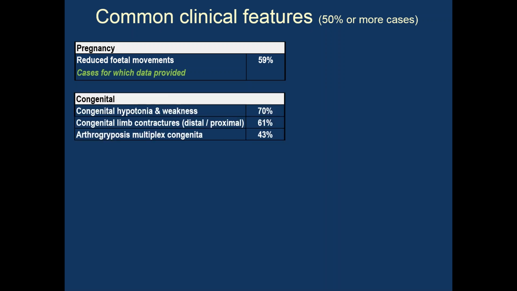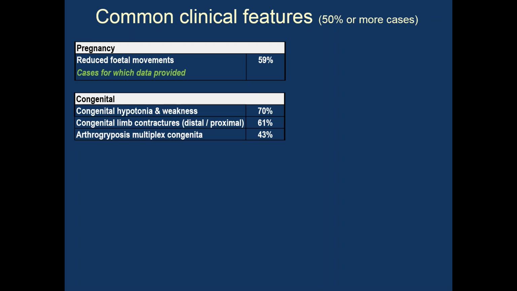So reduced fetal movements were incredibly common. Almost 60% of cases had that as a feature, and possibly that's an even more common feature. A lot of these pregnancies were first-time pregnancies for the mum, and so detecting reduced fetal movements in that instance is really hard for the mum to know whether or not that's a reduction compared to normal.